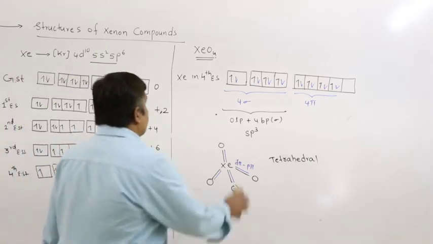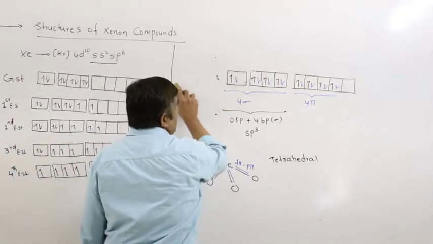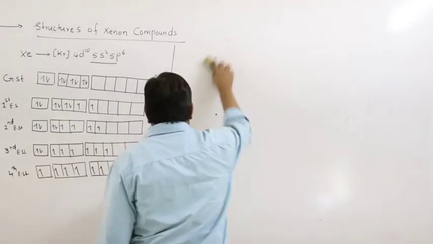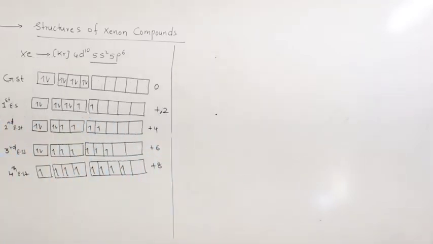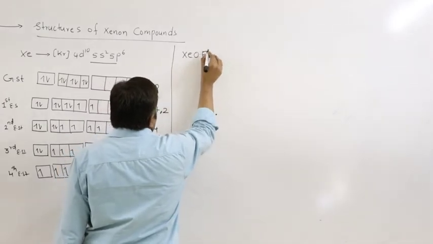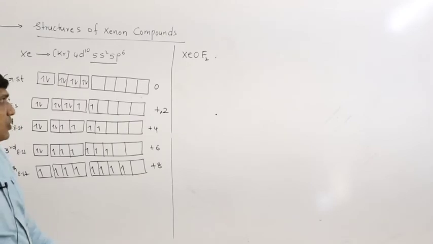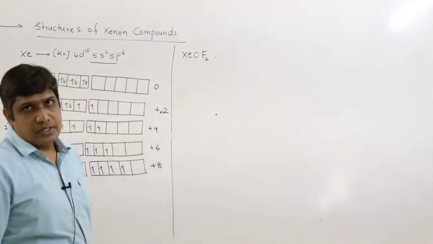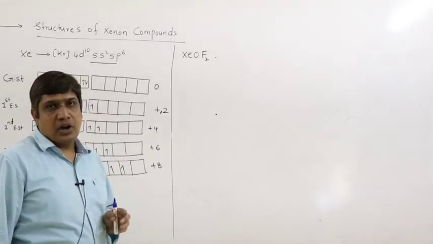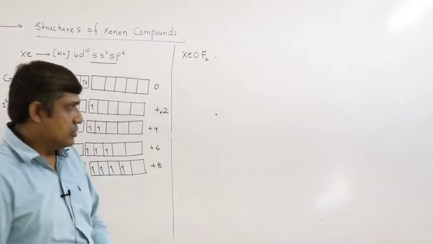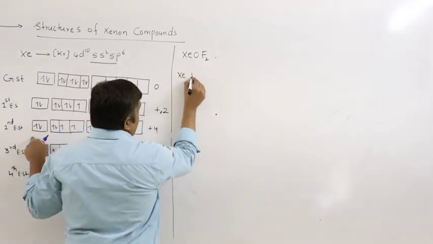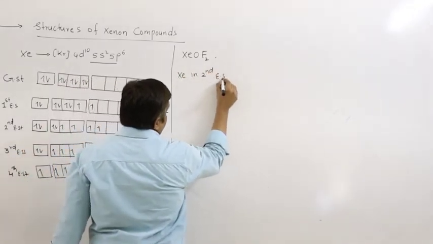Right, next molecule. XeOF2. Right, so oxygen fluoride compound, 1 oxygen, 2 fluorines. 2 fluorines require 2 unpaired electrons, 1 oxygen requires 2 unpaired electrons. Altogether xenon should possess 4 unpaired electrons. So you have 4 unpaired electrons in the second excited state. Xenon in second excited state.